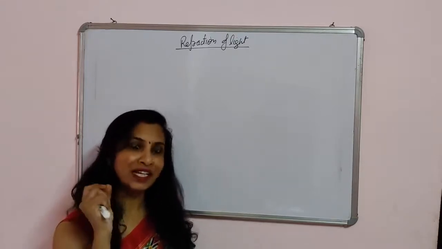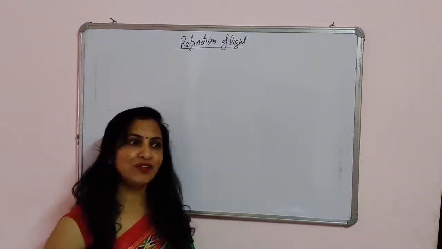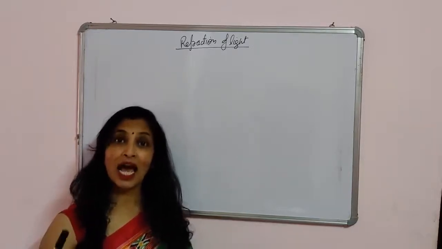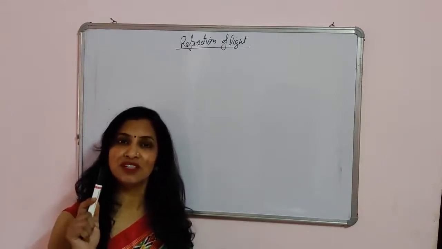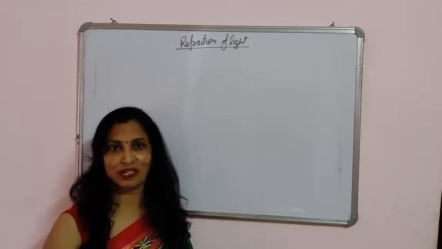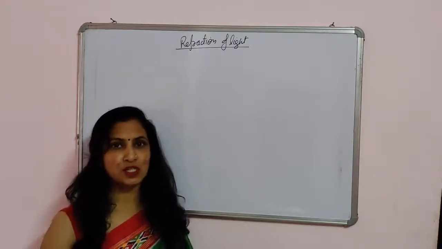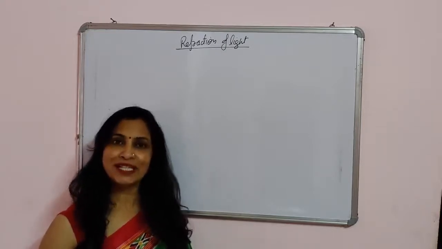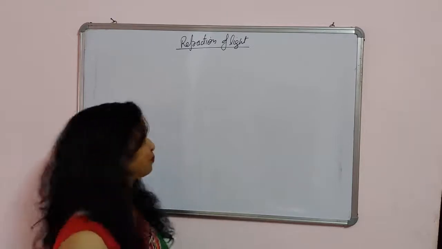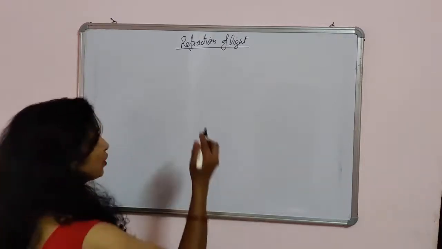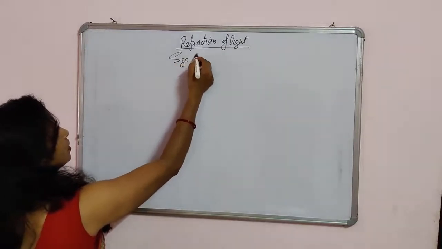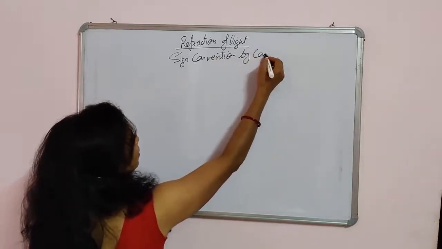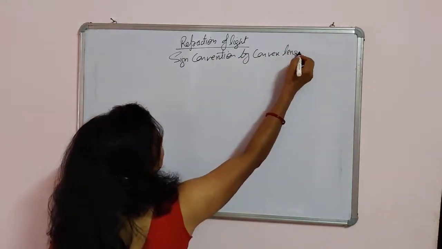Now I am going to explain to you the sign convention of the convex lens. Actually, from the numerical point of view, you should know how we can solve numericals, and before going through the numericals you should know the different signs we use in them. All the values, the distance of the object from the mirror or the lens, and the height of the object, we have to represent with their sign. So I am going to explain the sign convention by using the convex lens. Sign convention by convex lens. Okay.